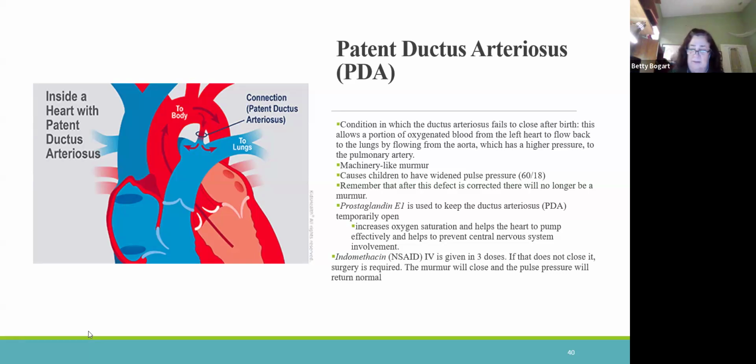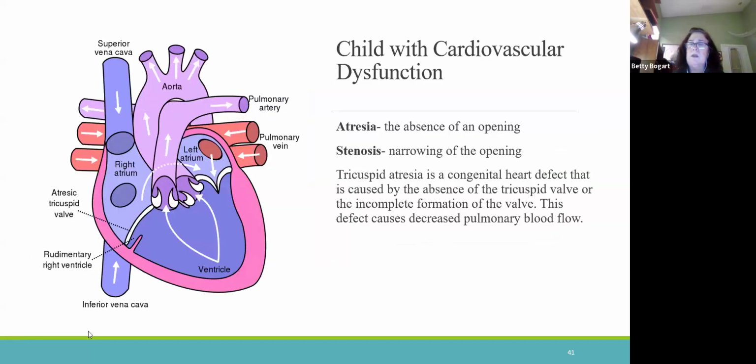Indomethacin is a drug that we give to close a patent ductus arteriosus that doesn't close by itself. Most of them I've actually seen are very young, premature infants, and those don't close. So they'll give the 3 doses. And if that doesn't work, they'll do surgery. They actually just put a staple. Atresia is no opening, like tricuspid atresia, no opening between right atrium and right ventricle. Stenosis is a narrowing. That means it's not open enough.